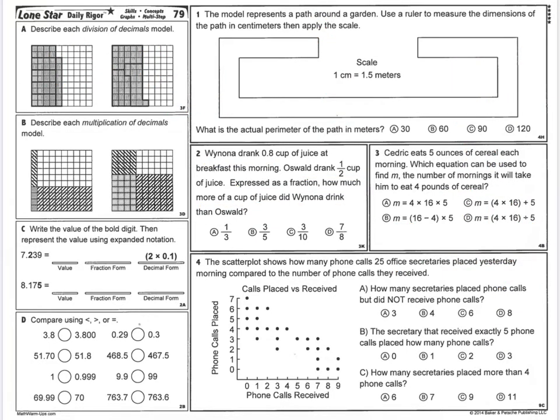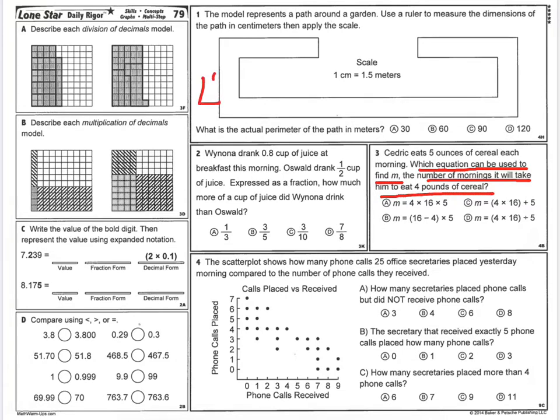Number 3, Cedric eats 5 ounces of cereal each morning. Which equation can be used to find M, the number of mornings it will take him to eat 4 pounds of cereal? Okay, so you have to convert. So you have to think about what you're converting. Which one of those are you going to convert? Okay, so we know the question says which equation can be used to find M, the number of mornings it will take him to eat 4 pounds of cereal.